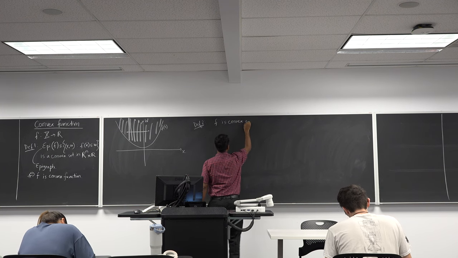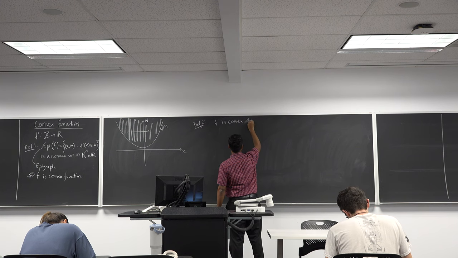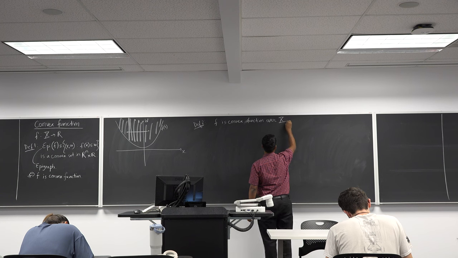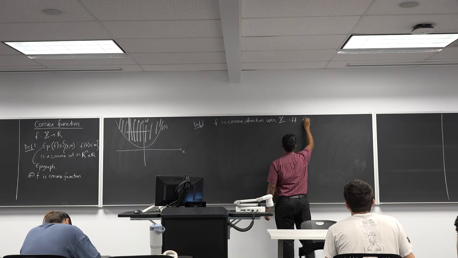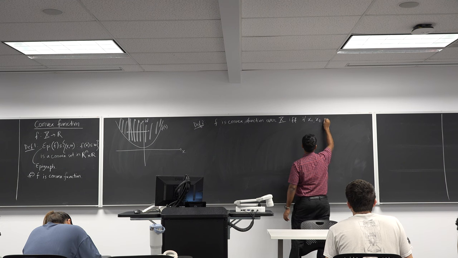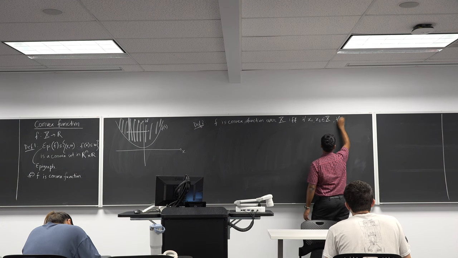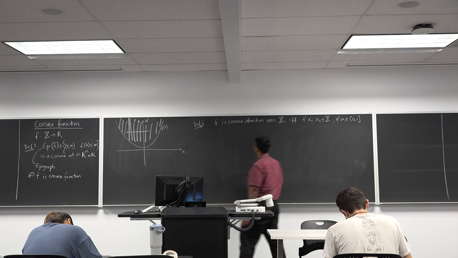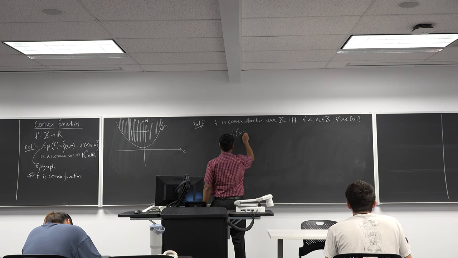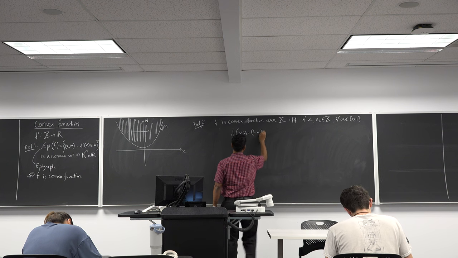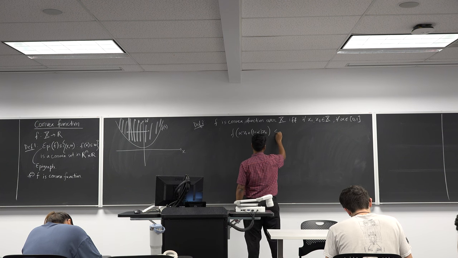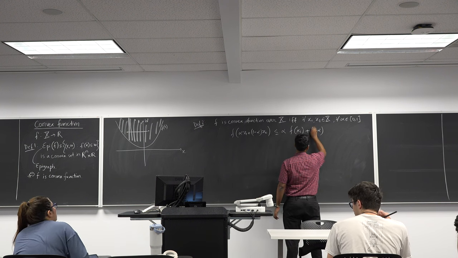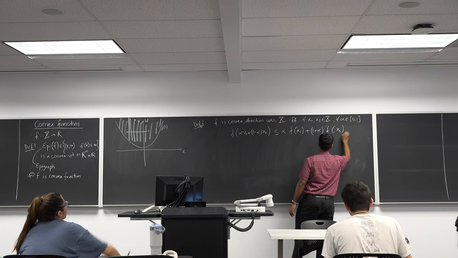f is a convex function over X if and only if for every x1, x2 in capital X, for every alpha between 0 and 1, f of alpha x1 plus 1 minus alpha x2 is less than or equal to alpha f of x1 plus 1 minus alpha f of x2.